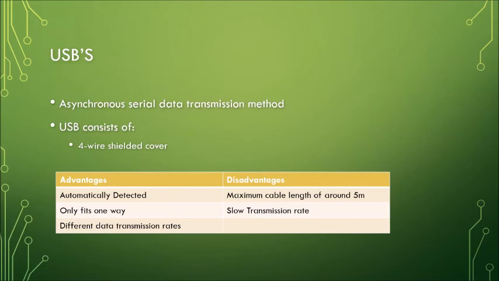This has its own advantages and disadvantages. Let's look at the advantages first. The advantages are that it's automatically detected by the computer, and it only fits one way, which prevents incorrect connections from happening, and it has different data transmission rates. The main disadvantages are that it has a maximum cable length of only around 5 meters, which might not be sufficient as we need these days. It also has a slow transmission rate, less than 500 MB per second.